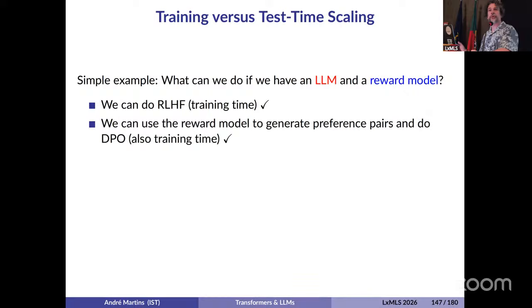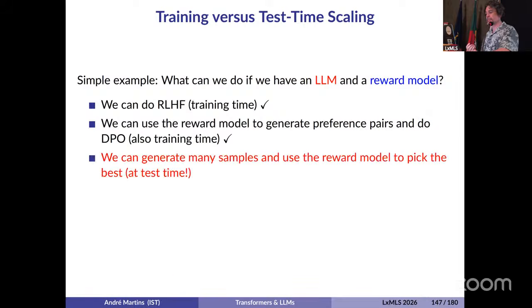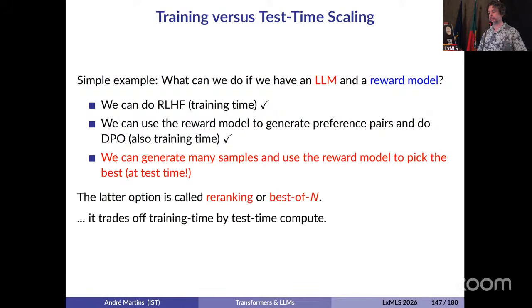You use the reward model to provide a score to each sample, right? So this is basically what you said, right? You can generate many samples and then use the reward model to pick the best at test time. So this can be done completely at test time, right? It doesn't require changing anything in the training. So this option is called re-ranking or best of n.